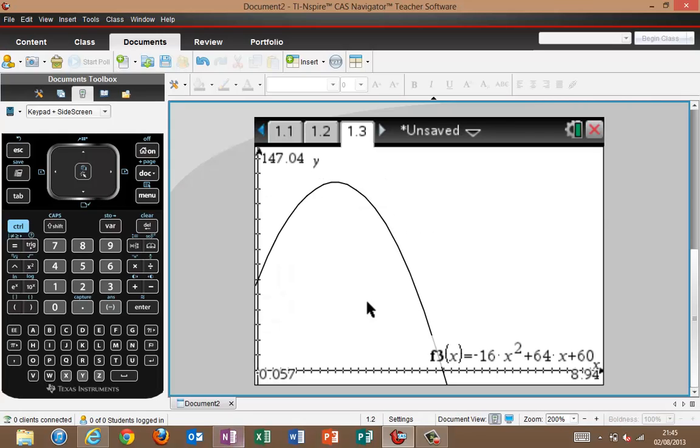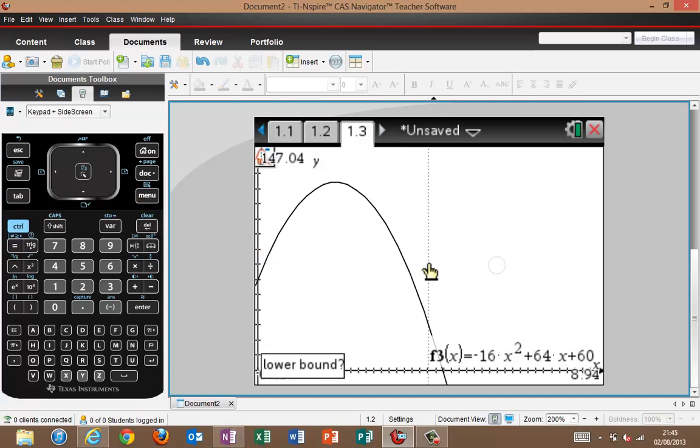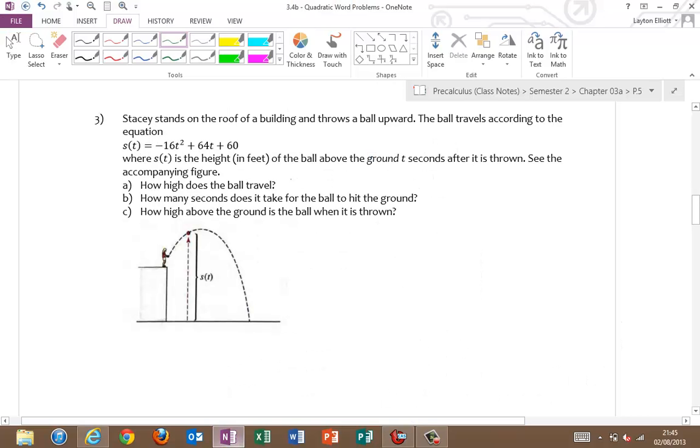You can see that that matches the figure here, and you got a little person there. How high does the ball travel means I have to go menu, analyze graph, maximum, get a max point. And so the ball travels to a maximum height of 124 feet. So that's 124 feet. Now, she's standing at 60 feet.